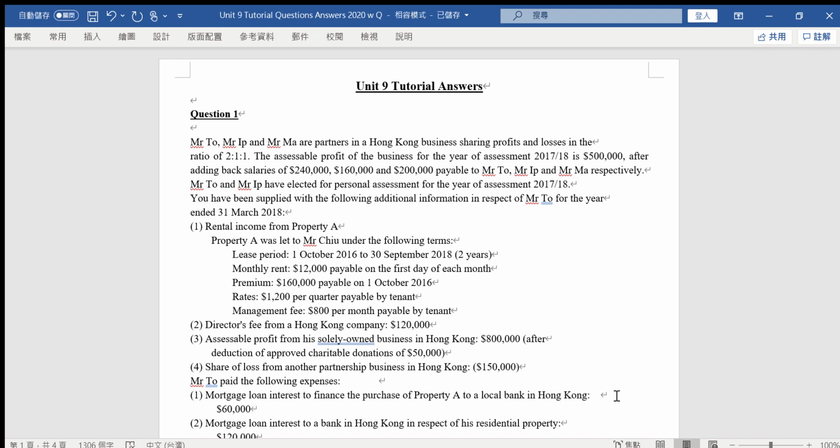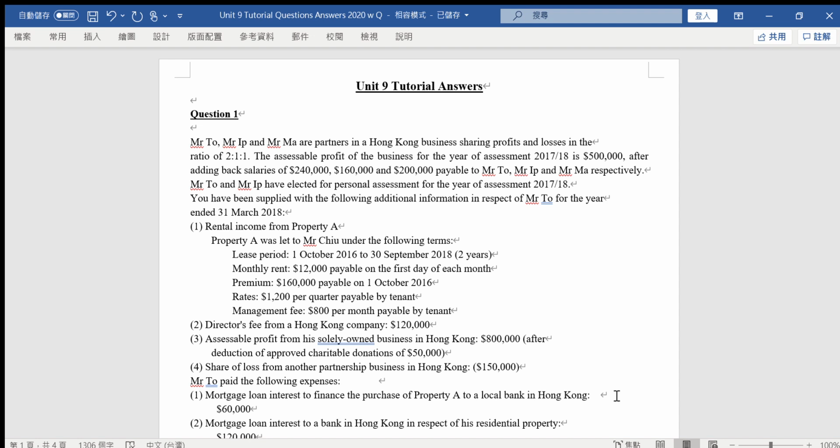Okay, and then about this partnership company, among these three partners, Mr. To and Yip have elected for personal assessment for the year of assessment 2017/18. And the question also provides information about Mr. To. That's why we will focus on Mr. To, the calculation of the personal assessment.